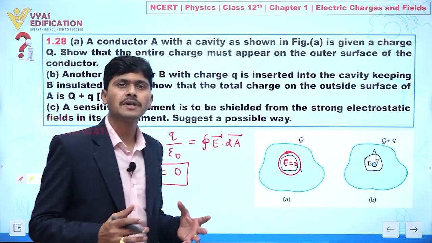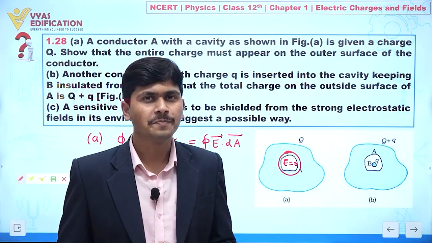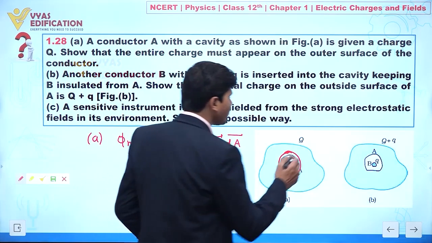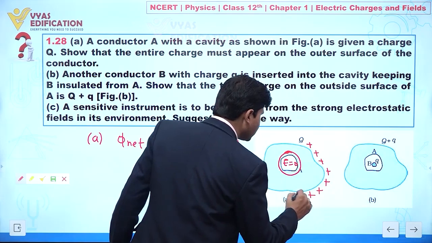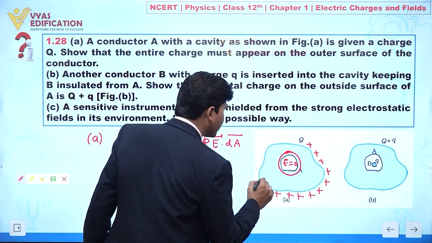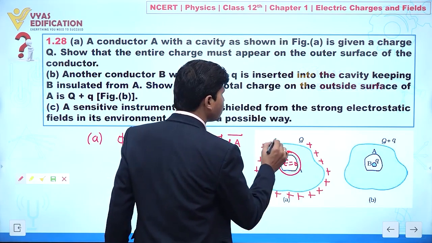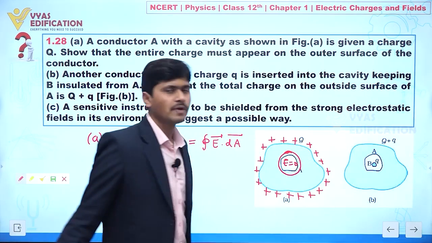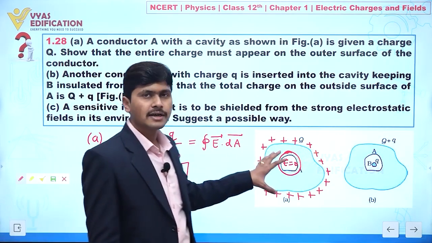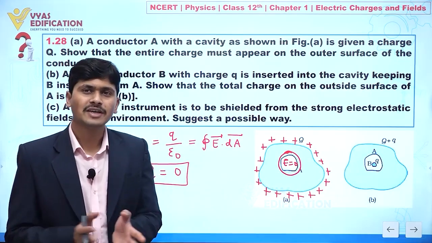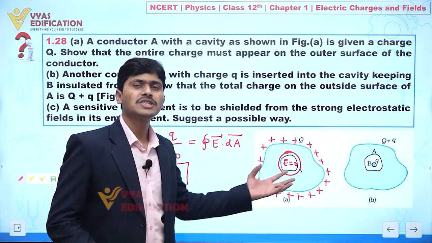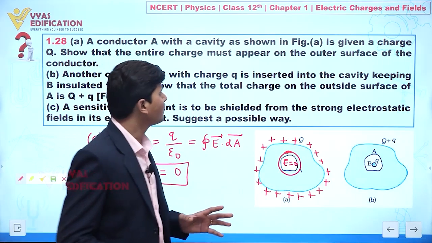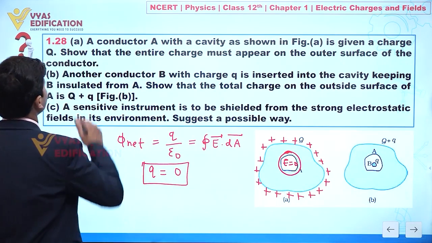So what will happen when we provide charge Q? This charge will be distributed all over its surface. Like this we can prove that if we provide charge Q, let's suppose a positive charge, on a conductor, this total charge will be distributed on its surface and there is no charge present inside. Clear to everyone? So I think part A is clear to you.